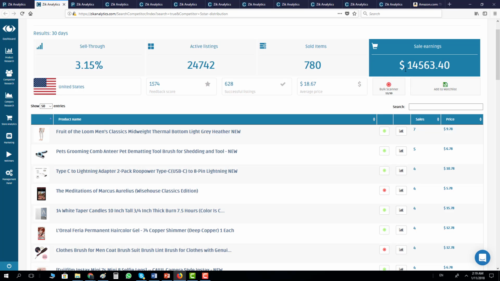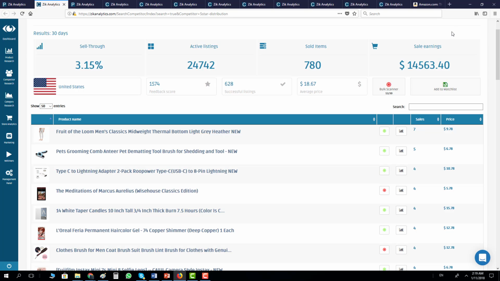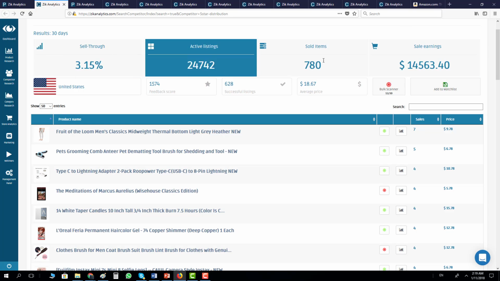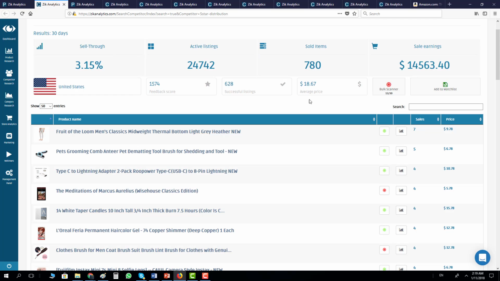The second thing we want to see after the sell-through rate is the sell earnings, okay? If this seller has high sell earnings, it's always interesting, because he may sell more expensive items, he may be doing something right, he may be profitable. So we look at the sell-through rate and the sell earnings, and after that we look at the average selling price, okay?